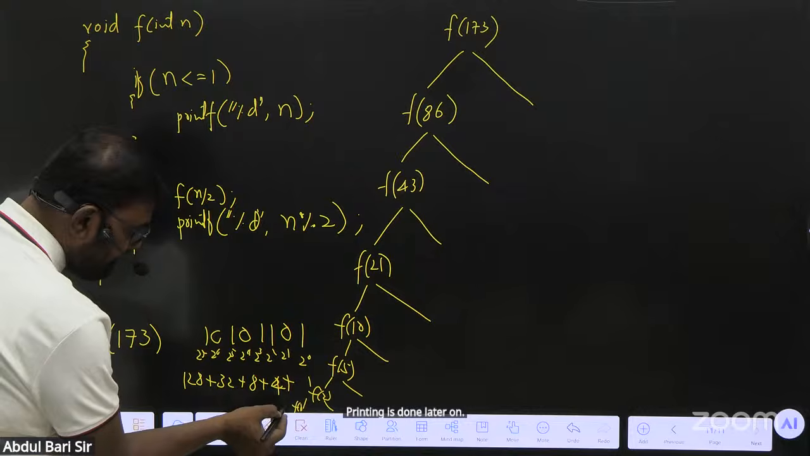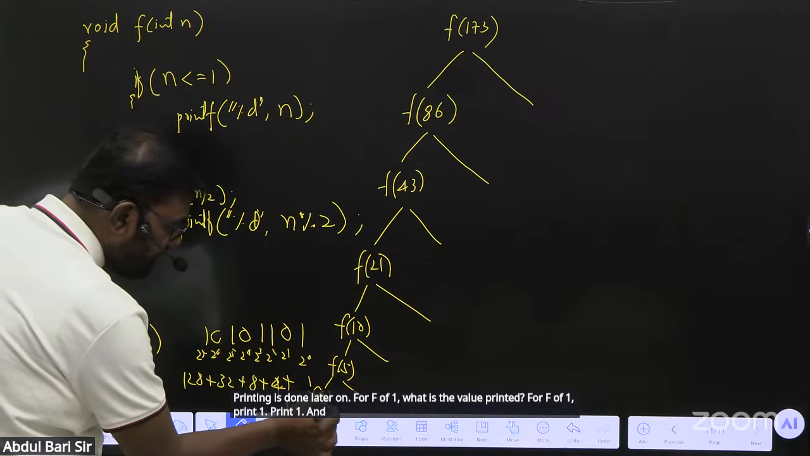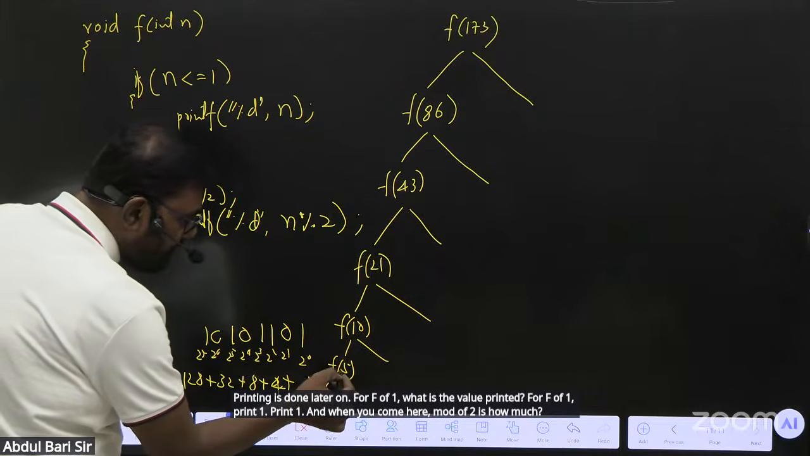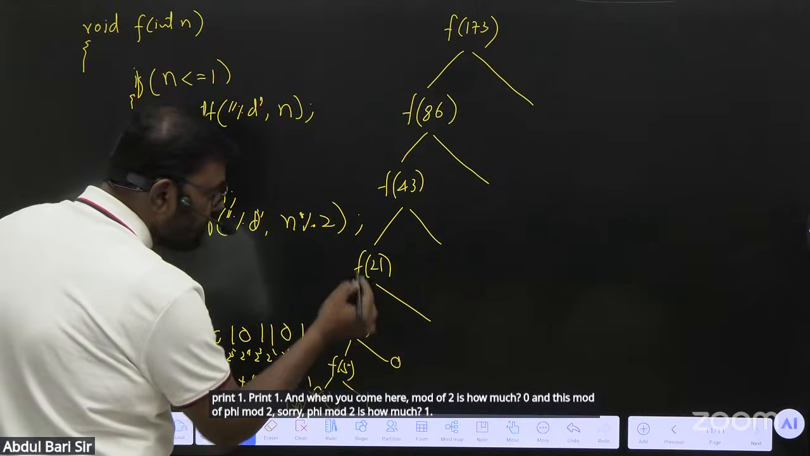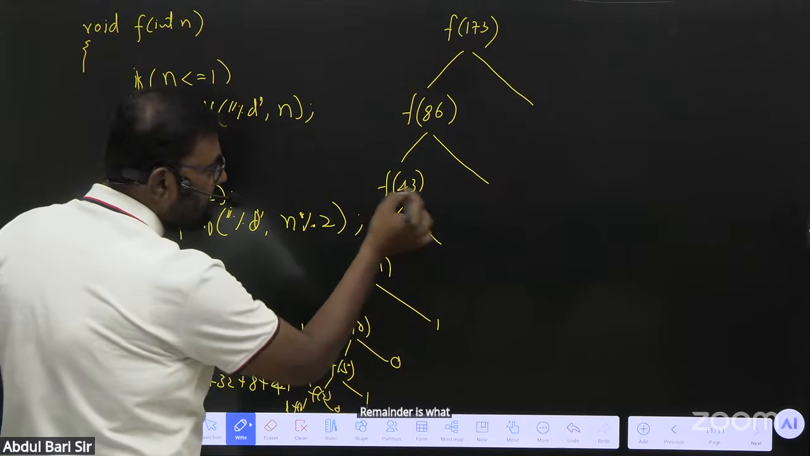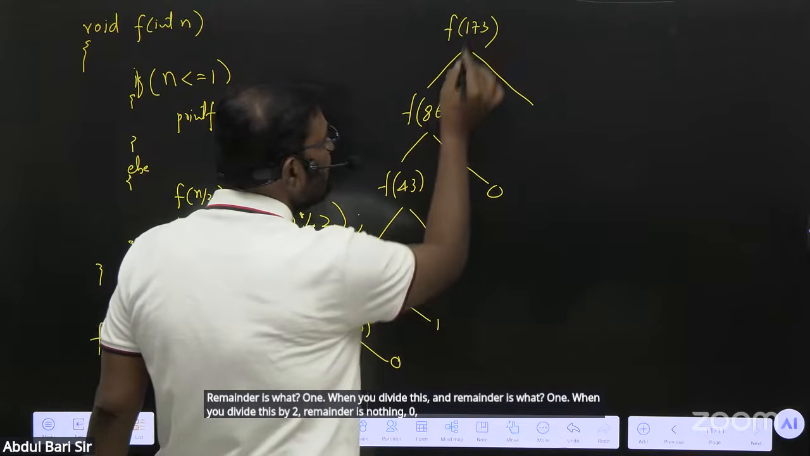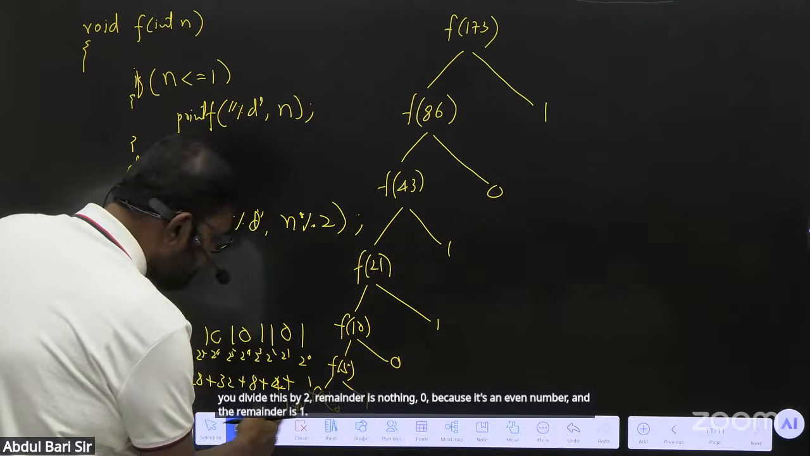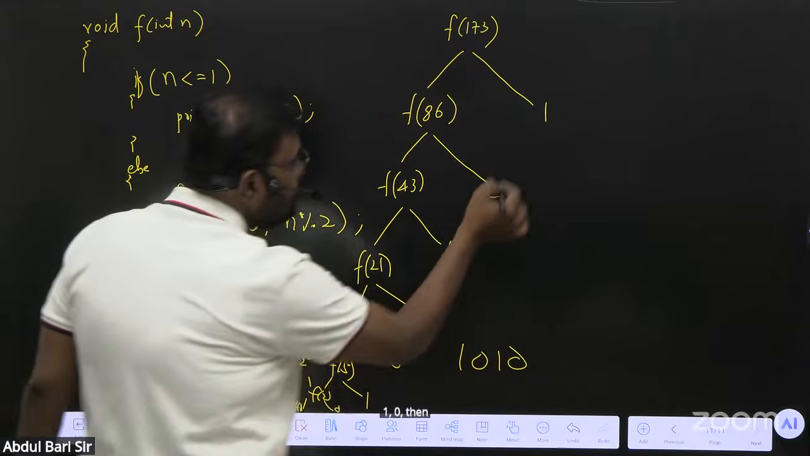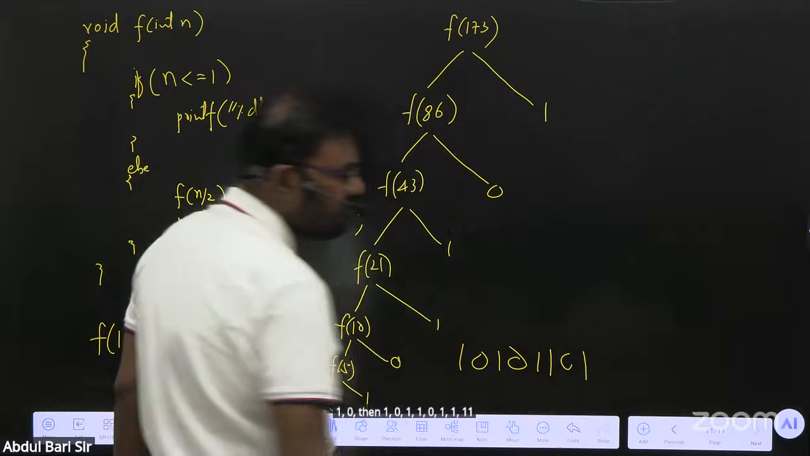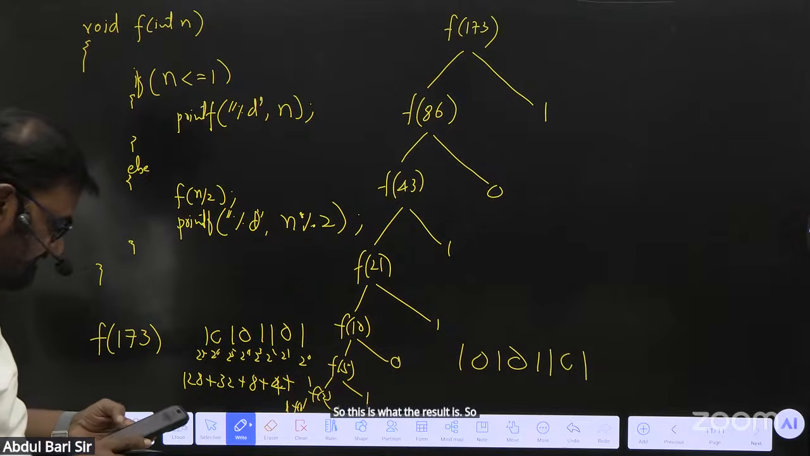For f of 1, what is the value printed? For f of 1, print 1. And when you come here, mod of 2 is how much? 0. And 5 mod 2 is how much? 1. 10 mod 2 is 0. Remainder is what? 1. When you divide this by 2, remainder is 0, because it's an even number, and the remainder is 1. If you see the values 1, 0, 1, 0, then 1 0 1, 1 1 0 1. So this is what the result is. So I have traced it.